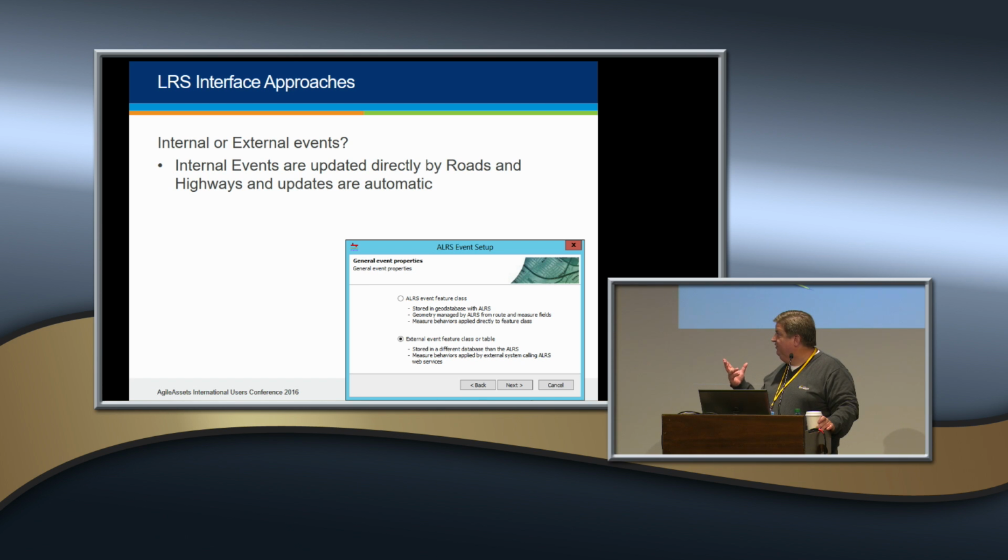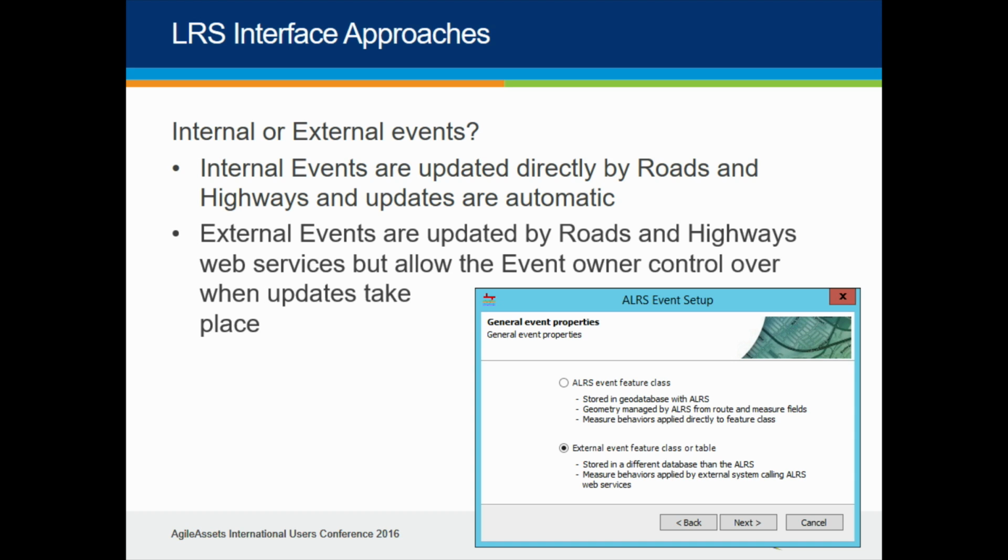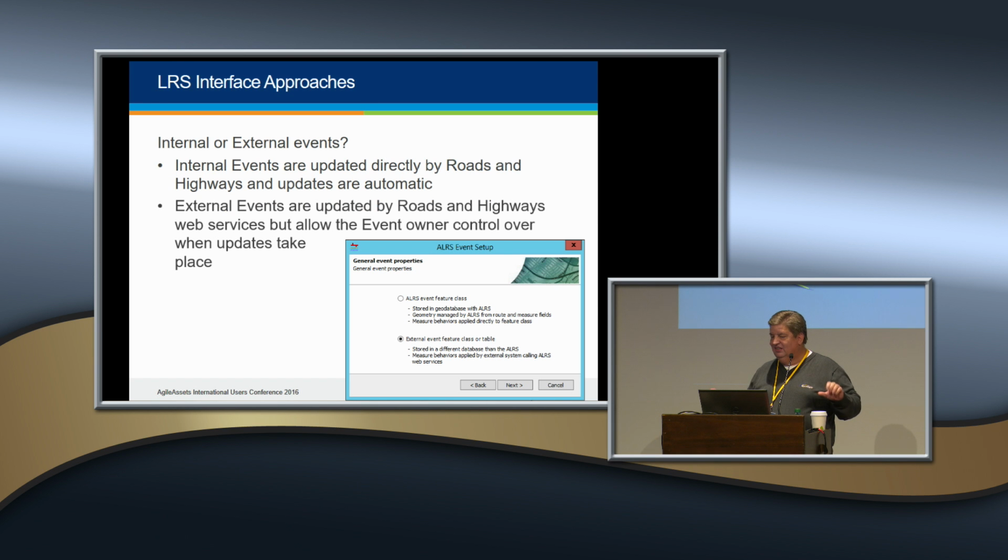Next thing is there's different approaches. Rosa Highways has this concept of internal events or external events. Internal events are things that are handled right inside their software and in the ArcGIS thing, and external are things outside. The big difference to them from an end user standpoint is who decides when the edit changes the events. Internal events, the LRS editor, as soon as they save things, apply updates, it changes the events. With external events, the event owners, you guys, can decide where to go.